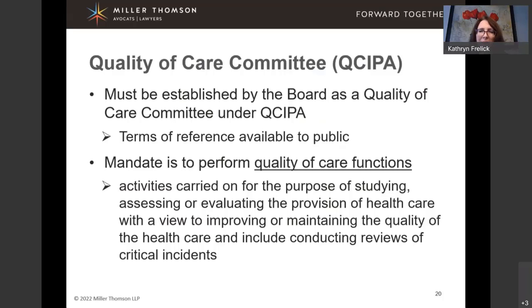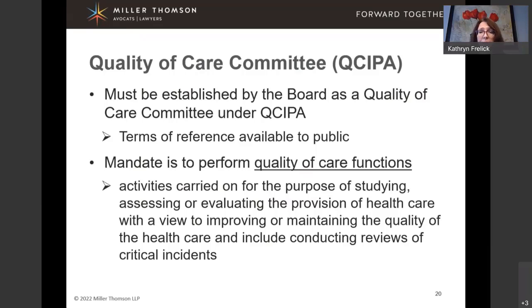You're not automatically able to rely on QSIPA. There are a number of things that have to be in place before you can use the legislation. First of all, the committee must be established as a designated quality of care committee under QSIPA, in the case of a hospital, by the board. And terms of reference for the committee must be available to the public.